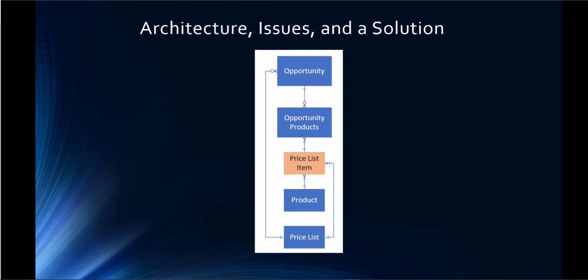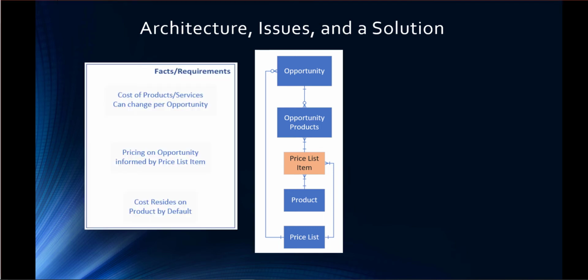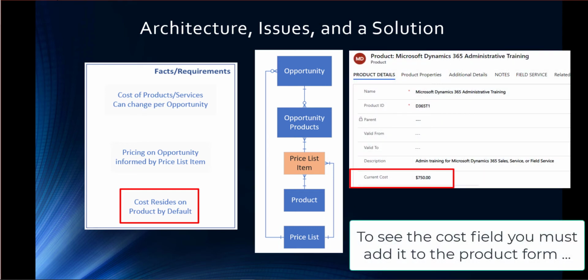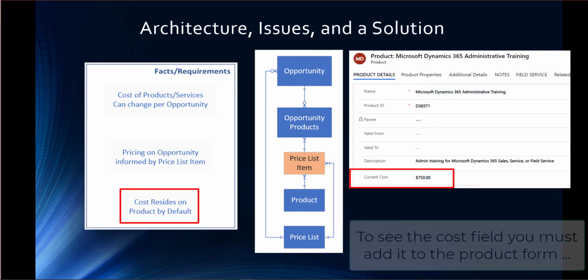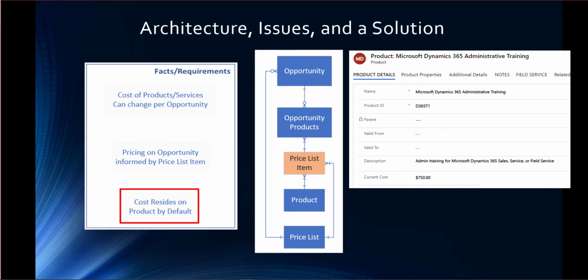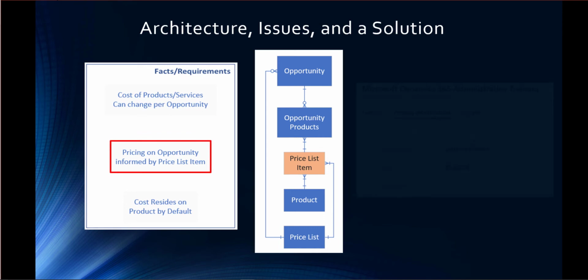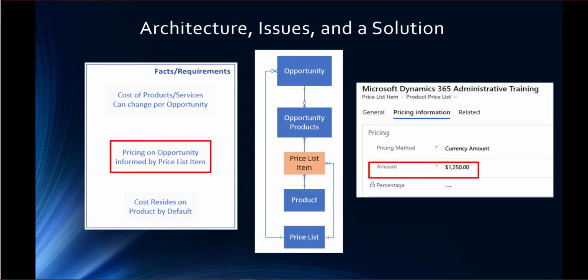So there are some facts that we need to look at. First of all, we'll start from the bottom up. First of all, the cost fields, and there are a couple of them, reside on the product by default. They live on the product, and you can see that's a couple of steps away from the opportunity product. There are no cost fields on the price list item form. And again, that's not an easy form to manipulate or to do anything with. The second fact is that pricing on the opportunity product, so to speak, is informed by the price list item.